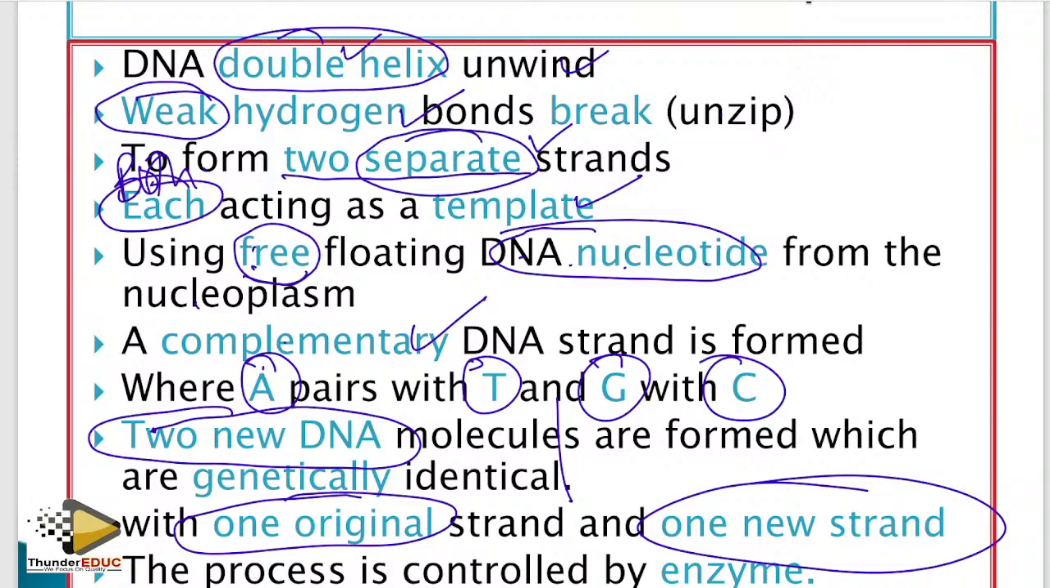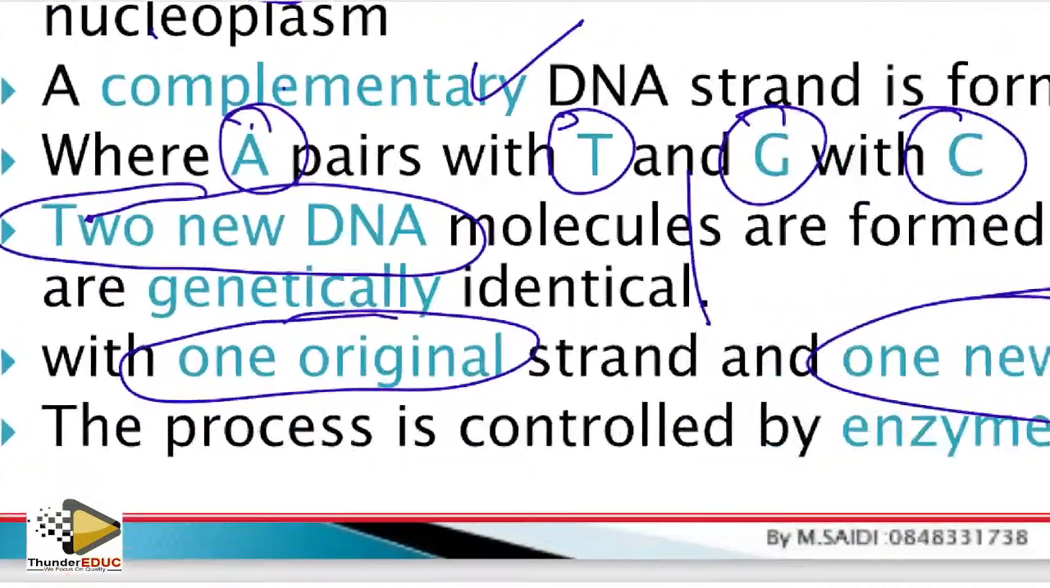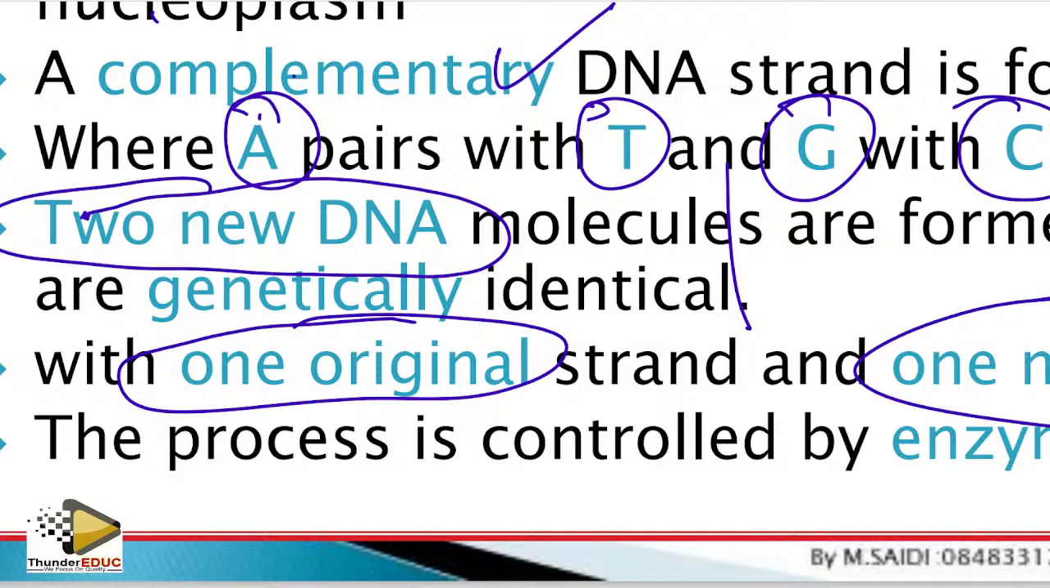Whereby adenine pairs with thymine and guanine pairs with cytosine. So the two new DNA are genetically identical. Don't say they are identical, because genetically identical and identical are not the same. That's why the key point is on genetically identical. If you miss out genetically and you just say identical, you might lose the mark.